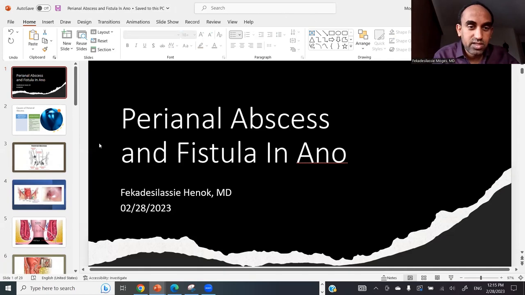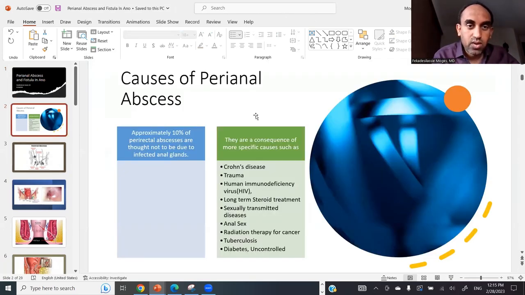Causes of perianal abscesses: approximately 10% of perirectal abscesses are thought not to be due to infected anal glands, but the majority are related to infected perianal glands. When the glands get infected, the ducts are obliterated, and that creates a safe haven for bacteria to proliferate. When the duct gets obstructed, there will be stasis and bacterial proliferation.